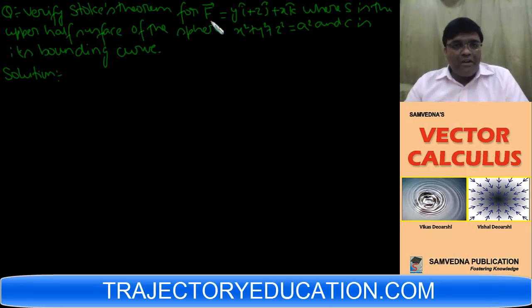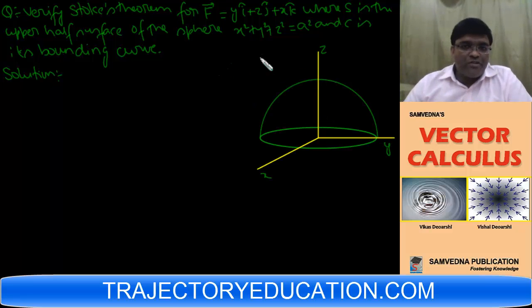So here we have to verify the Stokes theorem for the function F = yi + zj + xk, where S is the upper half surface of the sphere x² + y² + z² = a², and C is the bounding curve. Let's first draw this surface of the sphere, the upper half surface of the sphere. So this is the hemisphere, and C is the bounding curve.